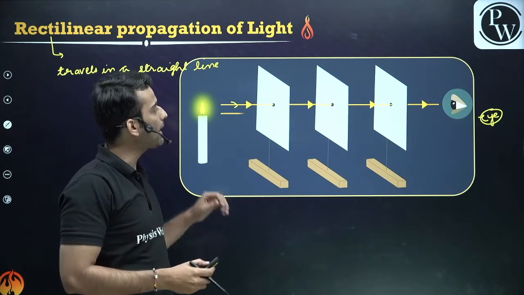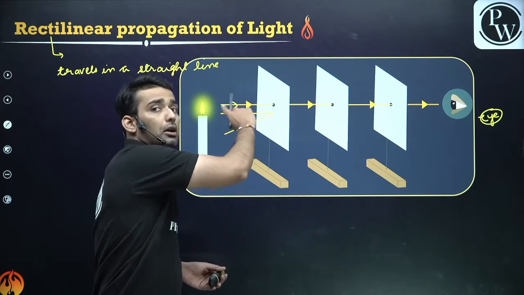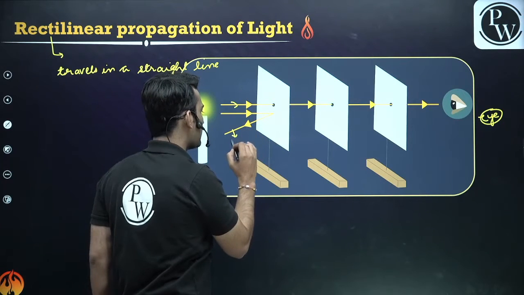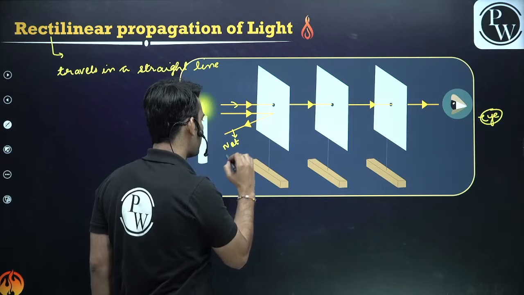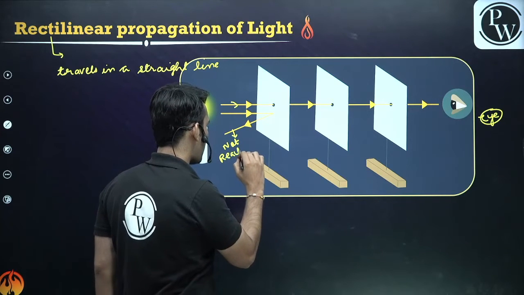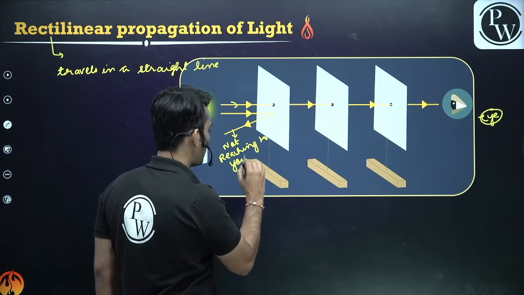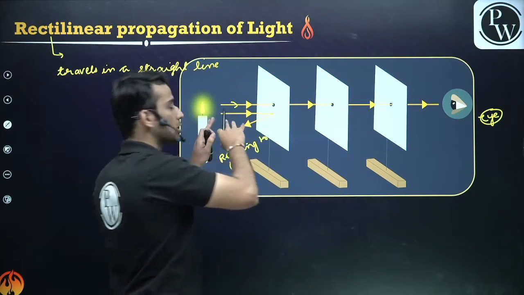But if I talk about any other ray not passing through this hole, you won't be able to get this ray. This ray is not reaching you. This ray is not reaching you. So guys, what is happening, right? You won't be getting the image through this ray.